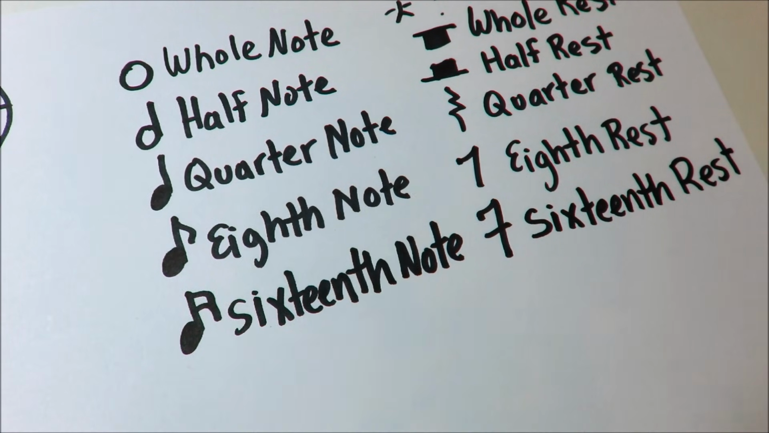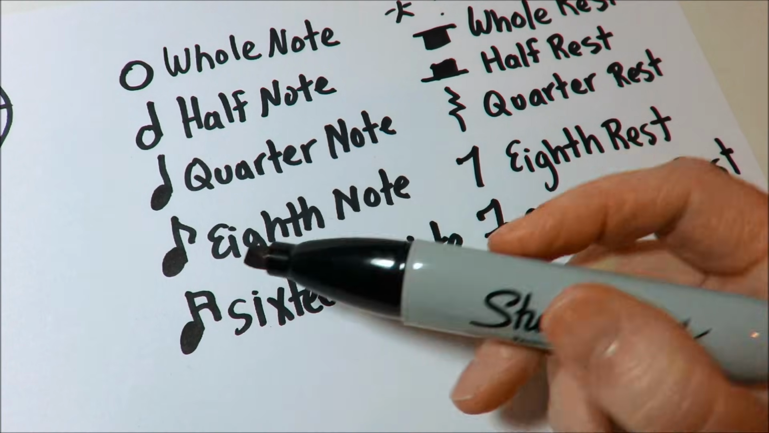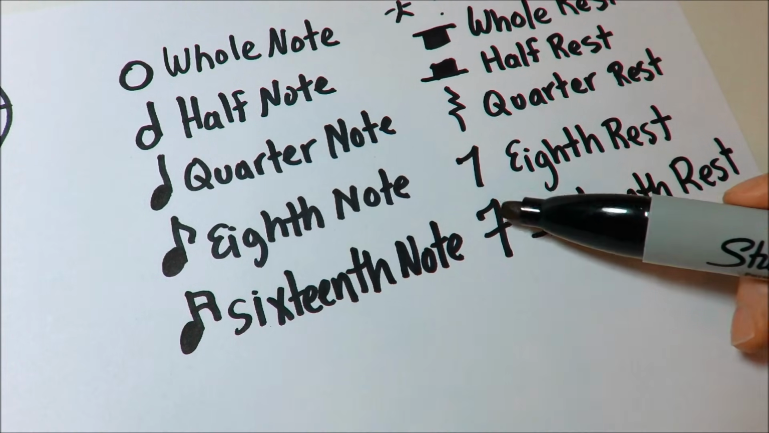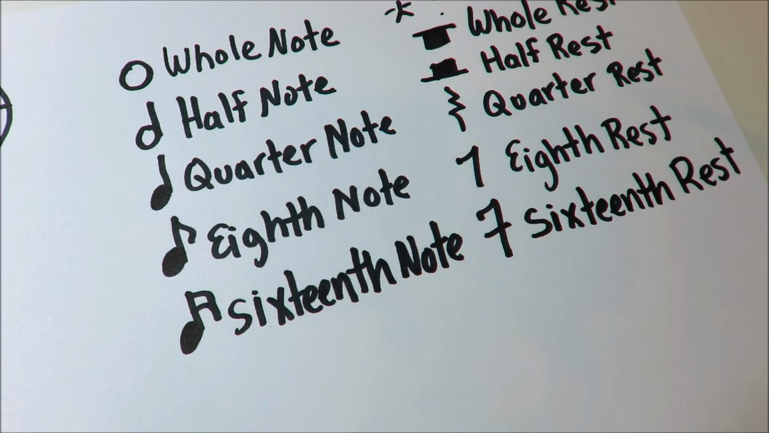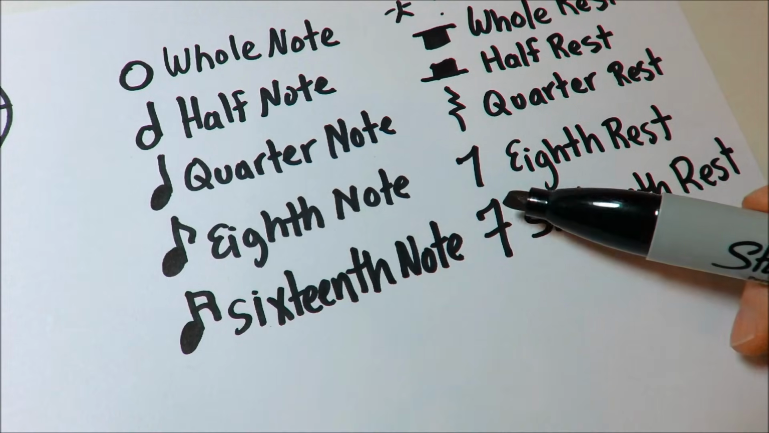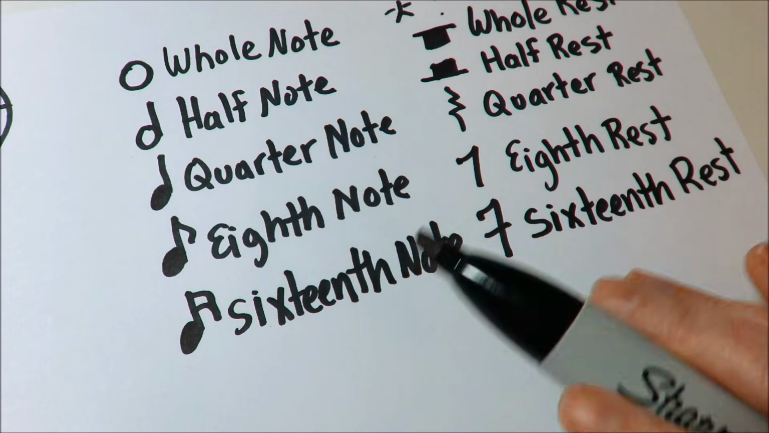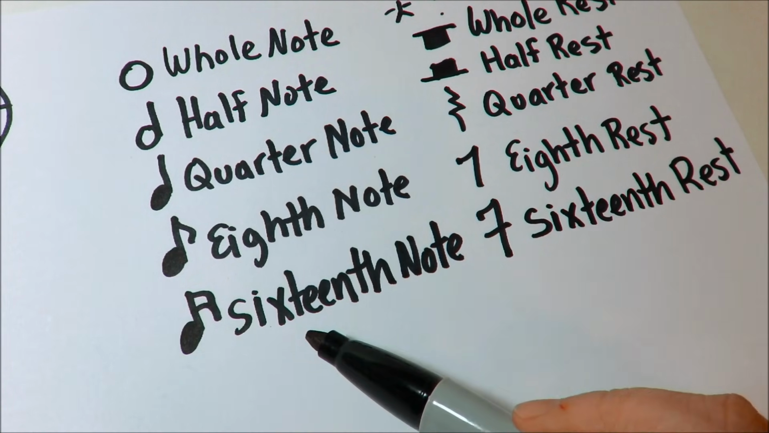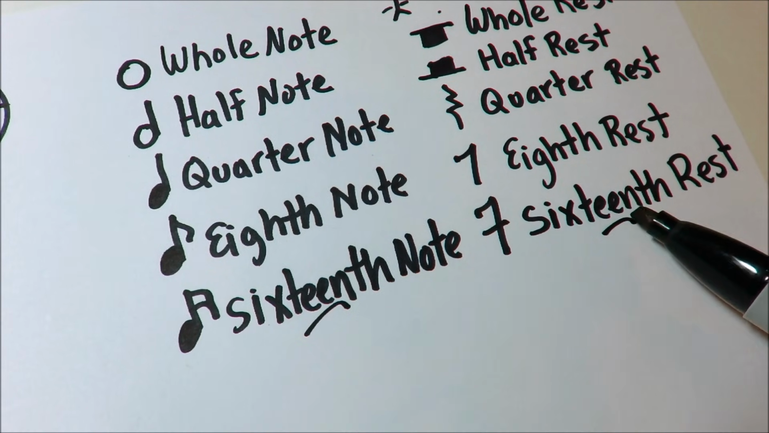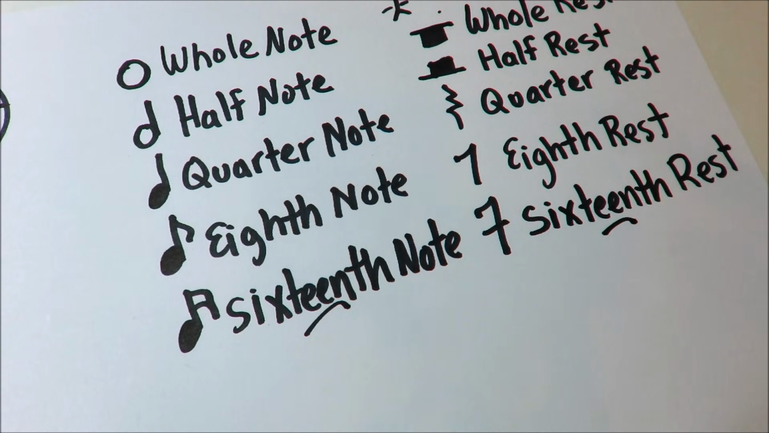Well, how am I going to remember this? I have a trick. You see how the 16th note has a double flag? And the 16th rest is doubled as well. Double flag. Double flag. They're the only symbols that have in their name a double E. Glue them together. Double flag, double E. Double flag, double E. Play games when you try to memorize things.